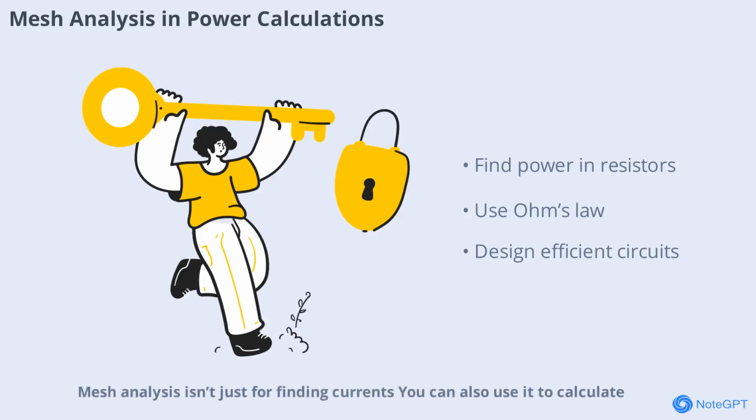Mesh analysis isn't just for finding currents. You can also use it to calculate power dissipated in resistors or delivered by sources. Once you know the mesh currents, use Ohm's law and power formulas to find the power in each component. This is essential for designing safe and efficient circuits.